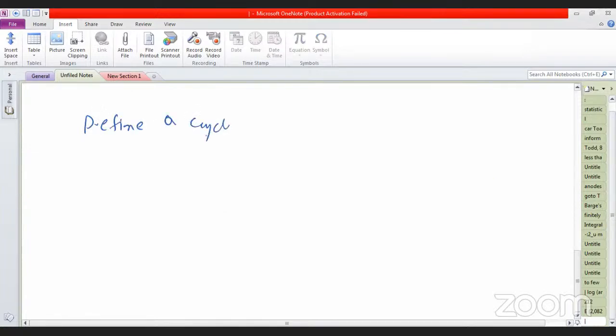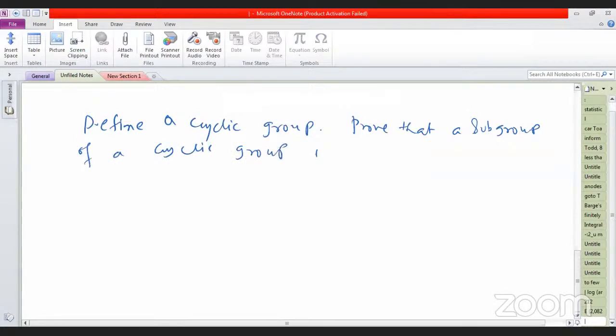Define a cyclic group. Prove that a subgroup of a cyclic group is also cyclic. So what is this? Anyone tell me the cyclic group? A power n, where n is an integer. It is correct.